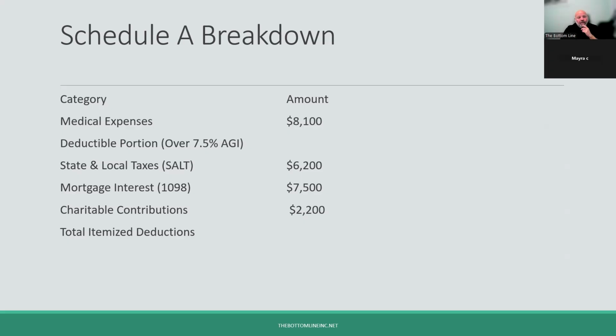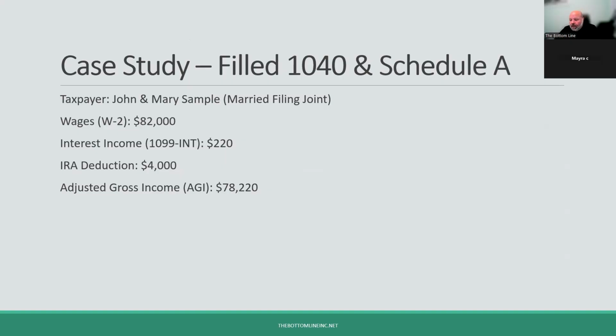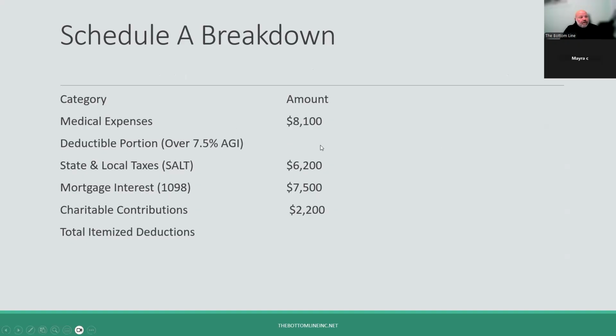So we have to go back. Our adjusted gross income is $78,220. So our adjusted gross income, 7.5% of that. So this part here. The deductible proportion is over 7.5% of the AGI. So the 7.5% of the AGI is $5,866.50.